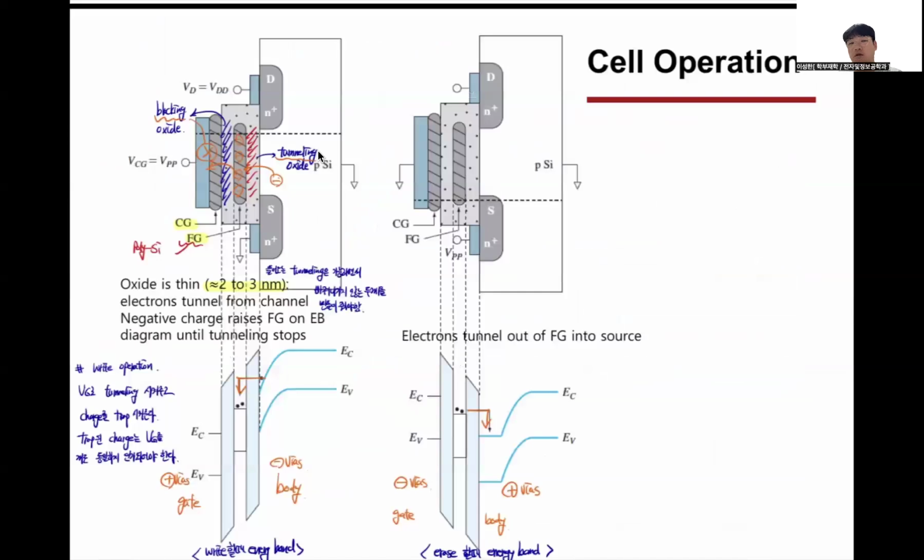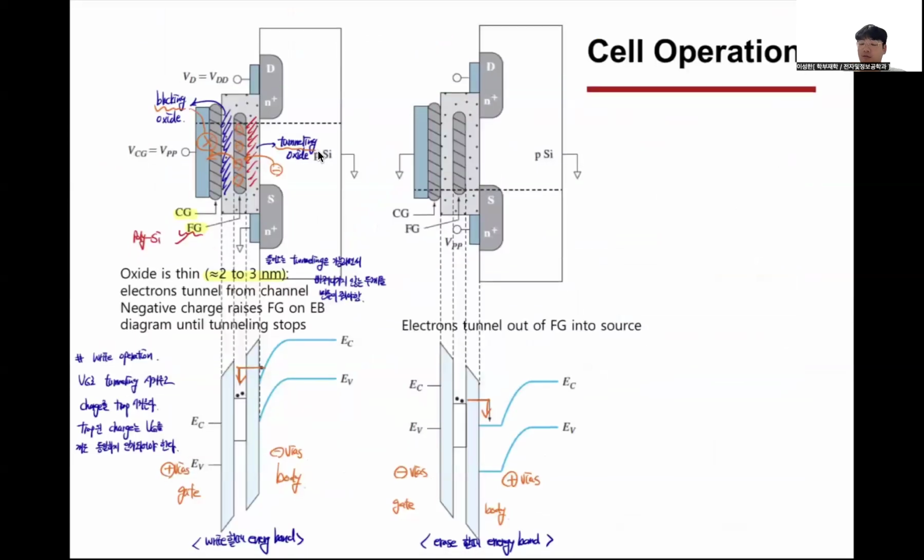And then we can see the cell operation. The basic structure of the floating gate: the most important thing is that it has a control gate and a floating gate. The control gate functions as a controller, and the floating gate functions as storage for the charge. And then you can see the oxides. We call this one the tunneling oxide, and this one the blocking oxide.